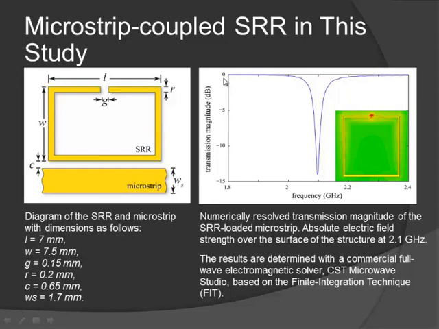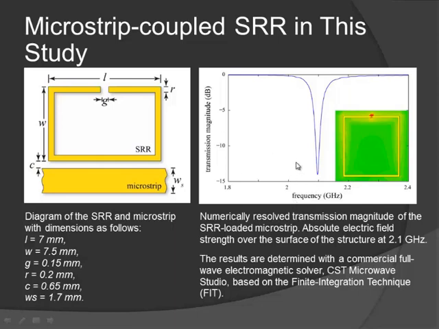So this is the structure that we use in this study, with dimensions as follows. L is about 7 millimeters, the width is about 7.5 millimeters, and the gap is 150 micrometers. R is the SRR gap, the SRR width is about 200 micrometers, and C is the distance from the microstrip coupled to the SRR, about 750 micrometers. The last factor is WS, which is the width of the microstrip line.